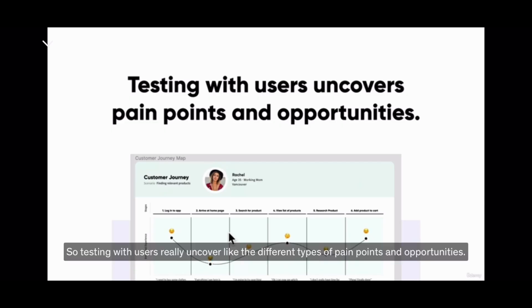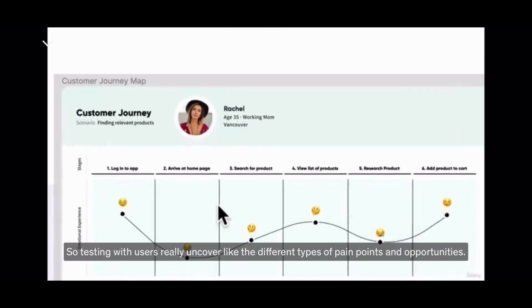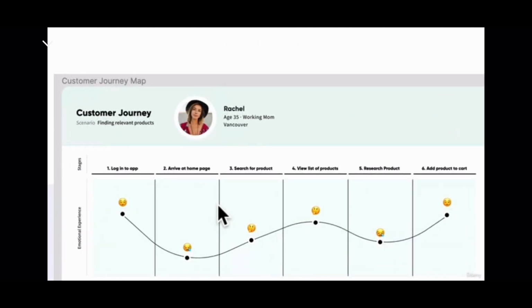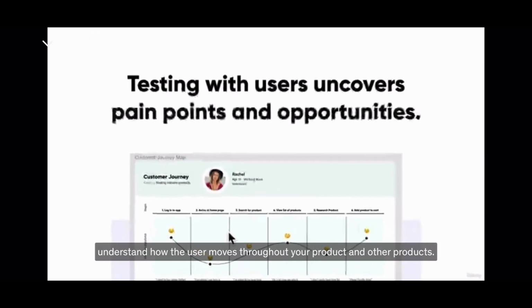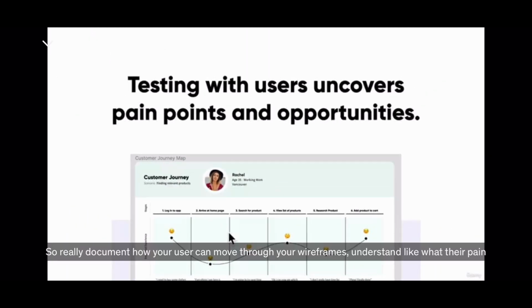So testing with users really uncovers the different types of pain points. And this is a little customer journey map. If you create one at this point, that's great as well, because it really helps you understand how the user moves through your products and other products. So really document how your user can move through your wireframes, and usually there you will understand that there are certain opportunities that you can really benefit from.